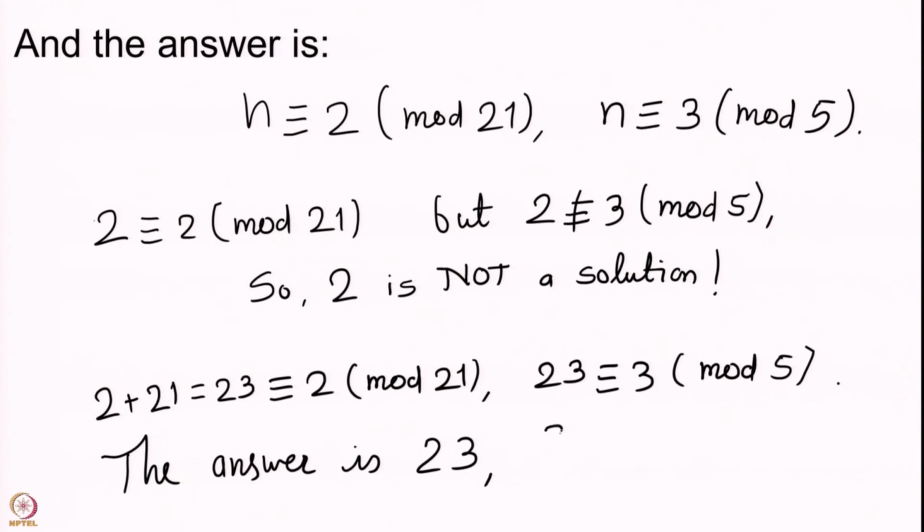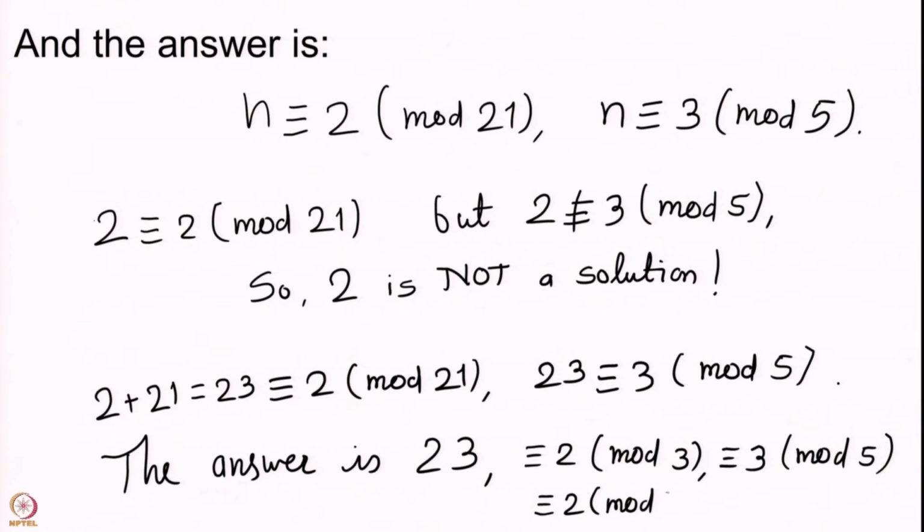Check that this is 2 modulo 3, that this is congruent to 3 modulo 5 and that this is congruent to 2 modulo 7. 23 is 21 plus 2, therefore, it is 2 mod 3. It is 20 plus 3, therefore, this is 3 mod 5 and it is 21 plus 2 once again. So, it is 2 mod 7.